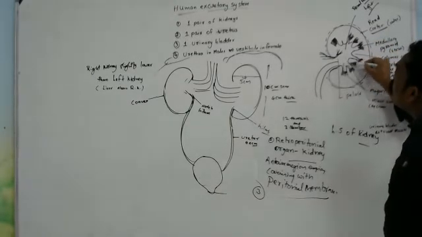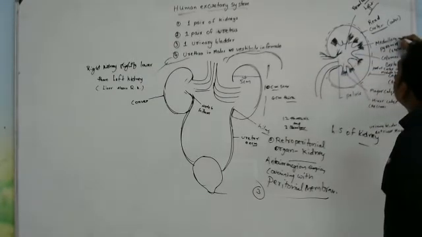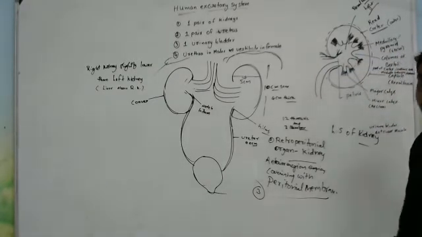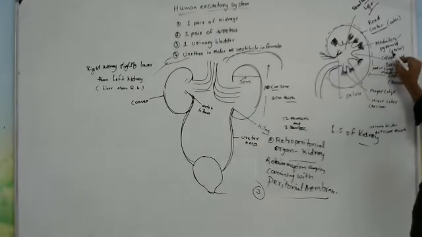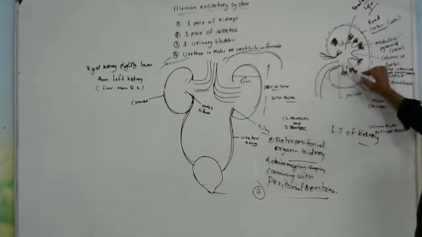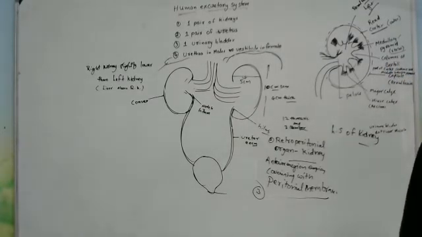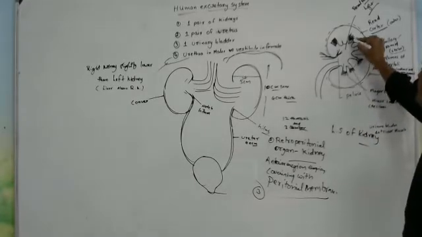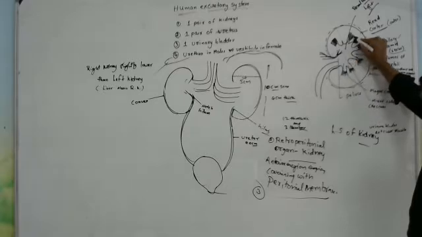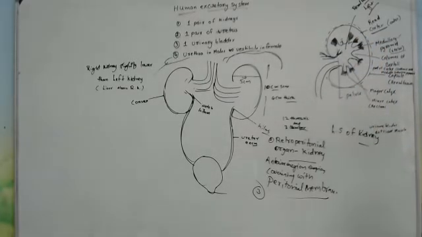In the medullary region, we will observe renal pyramids, also called medullary pyramids, because they are located in the medulla. How many medullary pyramids? Approximately 6 to 20 in each and every kidney. They are called medullary pyramids because they are pyramid-like structures.